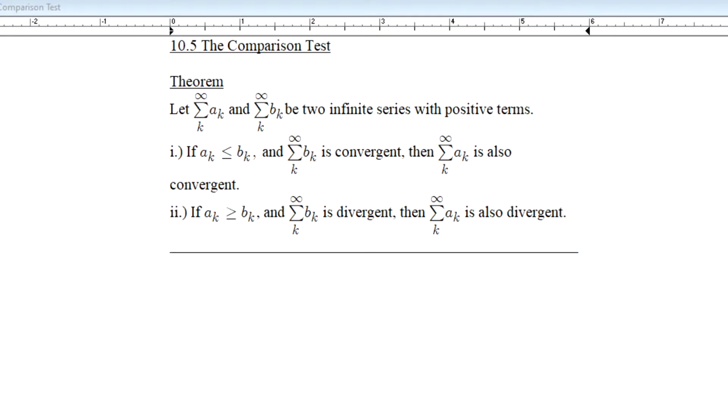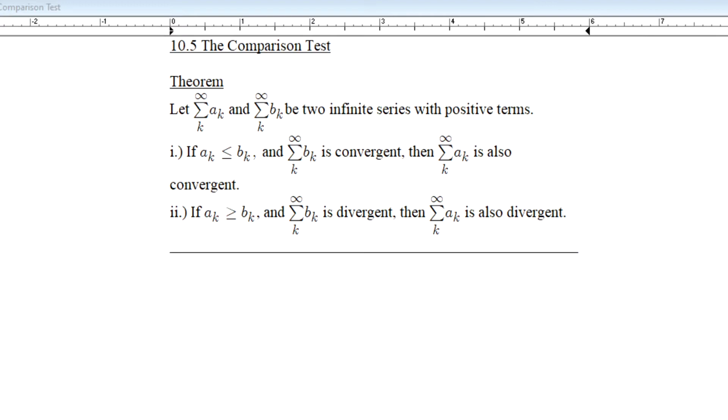Hey there, Calc 2 folks. I'm back here with another quick little lecture over what are going to be our first four tests for convergence and divergence of infinite series. And that is the case for the comparison test here, folks, which we see presented in section 10.5 of the book.